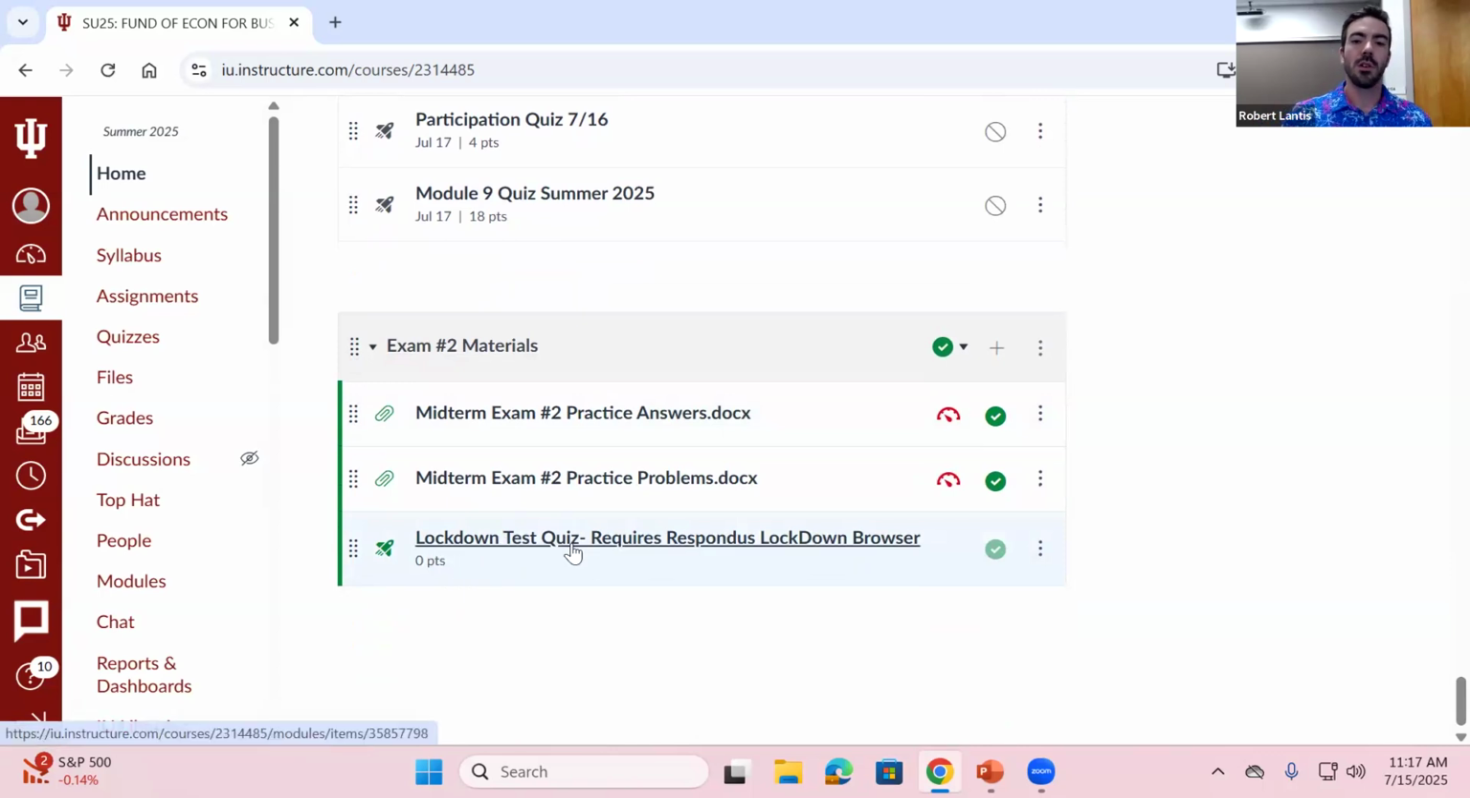But it's a way to make sure that you're getting that lockdown browser to work before we have that exam this Friday, because that will require the lockdown browser. So it's on you. If you didn't do that participation quiz to make sure you could get that working, you need to make sure you can get it working using this test quiz.